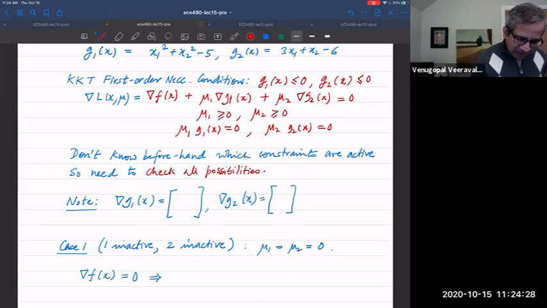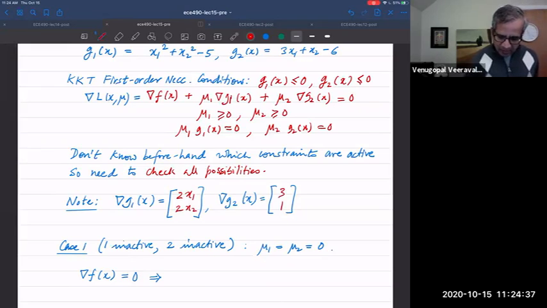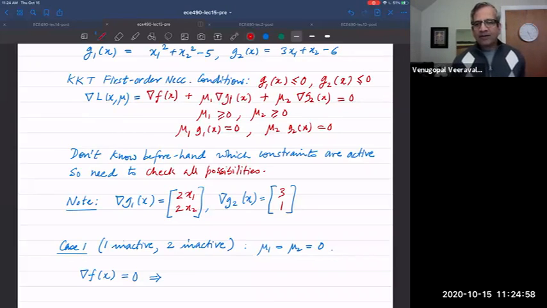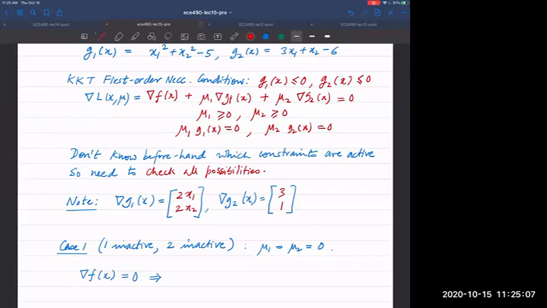But let's look at the gradient of g. The gradient of g1 in this case is easy, 2x1, 2x2, and gradient g2 is 3 and 1, okay? Now, you can't say at the outset that these two vectors are going to be always linearly independent, right? Why is that? We don't know x1 and x2. It depends on x1 and x2. So anyone want to give me a choice for x1 and x2 for which these two will be linearly dependent? x1 1.5, x2 0.5. Very good.